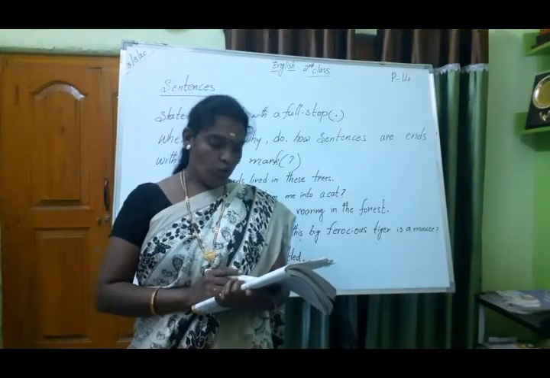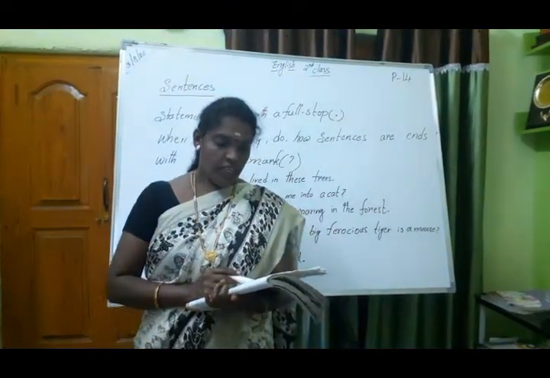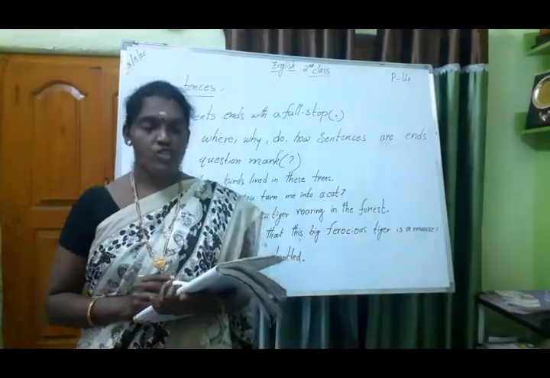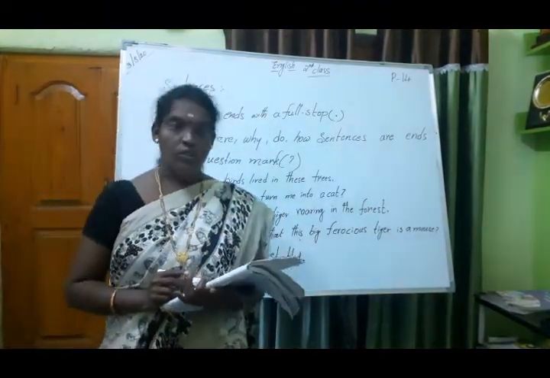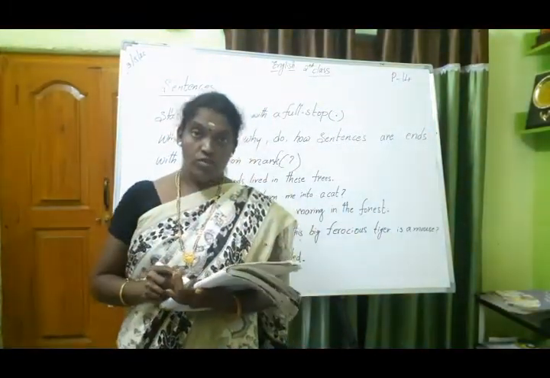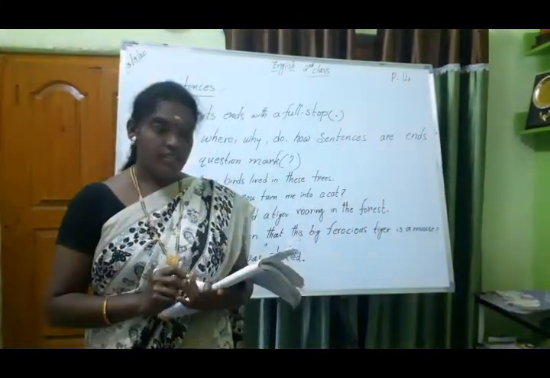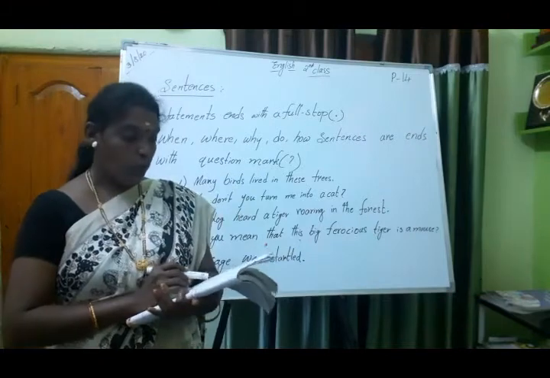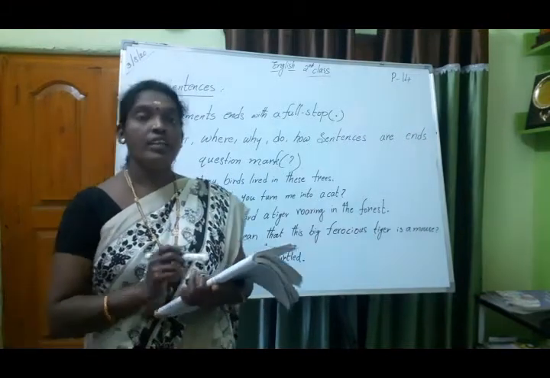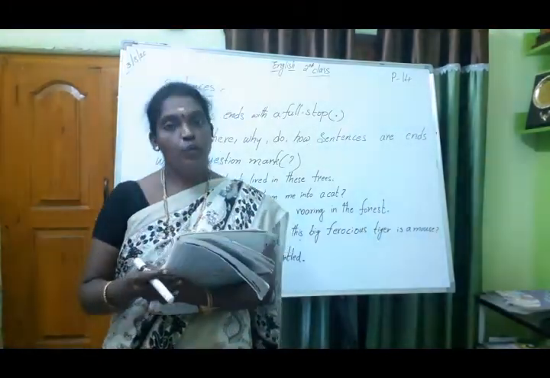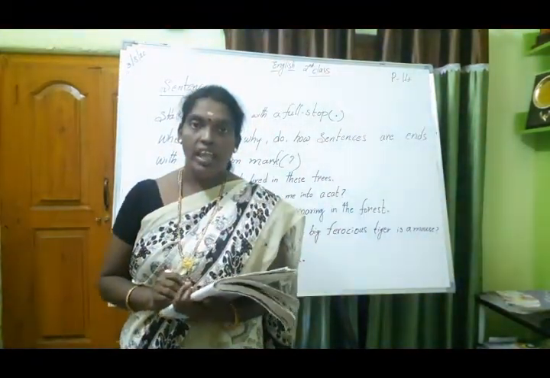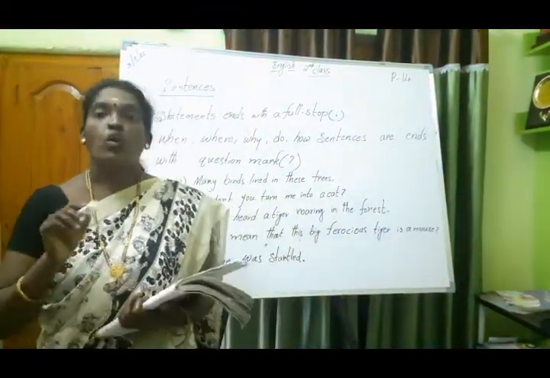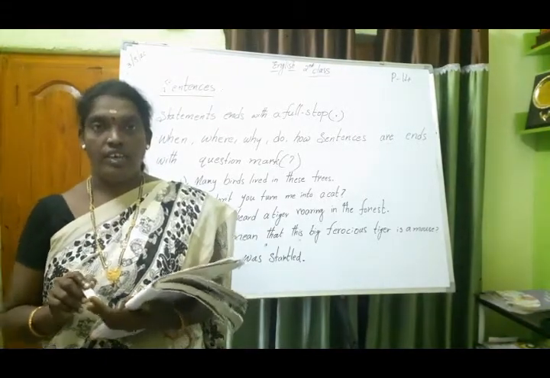Do you mean that this big ferocious tiger is a mouse? Here the starting word is what, children? Do. If the starting word is do, this sentence will end with what, children? Question mark. Yes, very good, children.